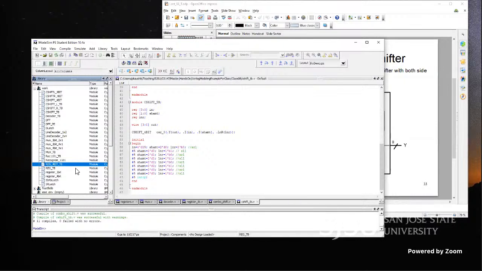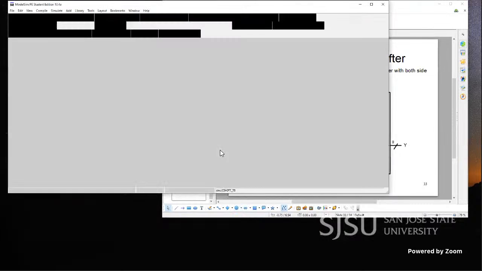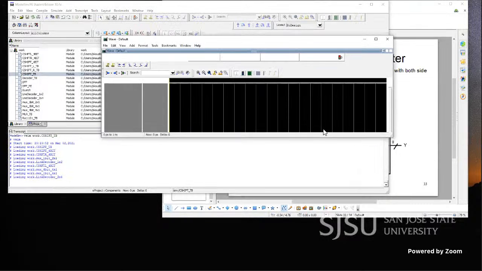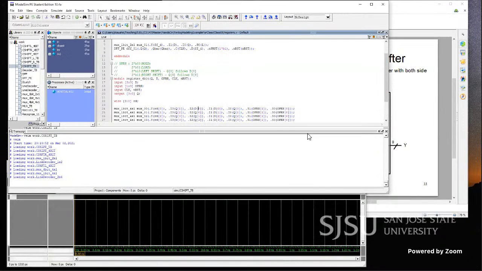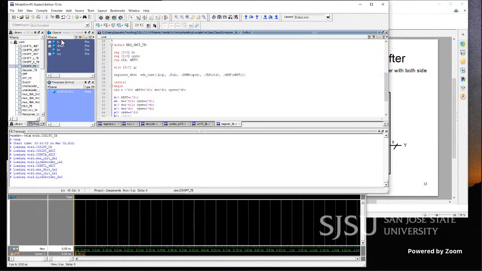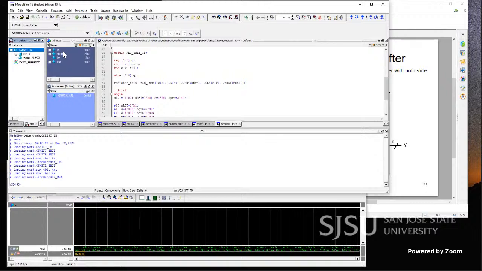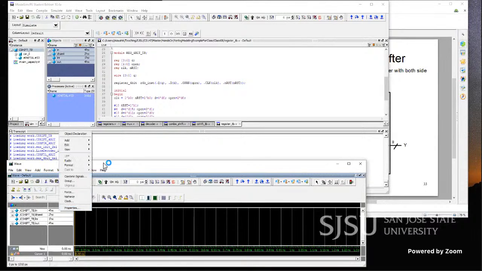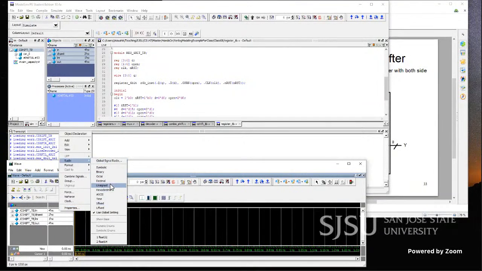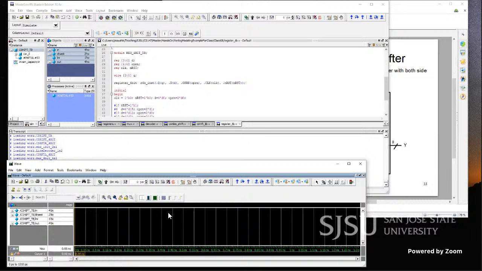Let's load it, which is shift db. Okay, let's put them, set the radix to unsigned, and simulate.